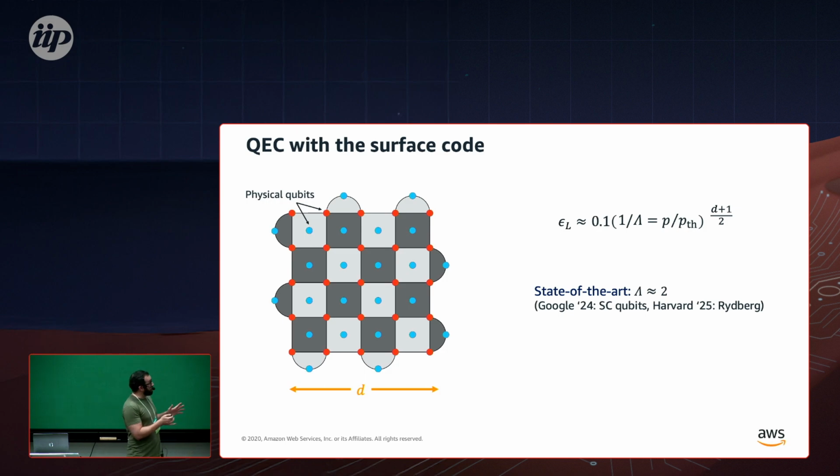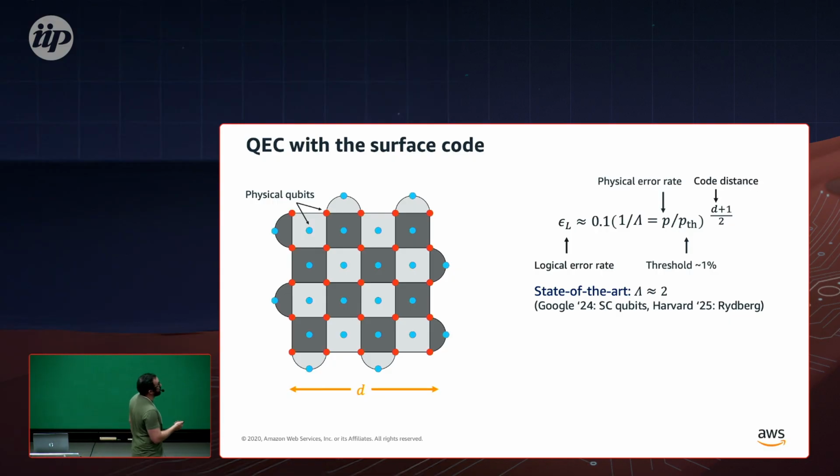So the lambda parameter is how the logical error rate drops when the distance grows. In this abstract model, lambda would just be p threshold over p, right? So the smaller the physical error rate, the bigger lambda. The bigger the threshold, the bigger lambda. And then the logical error rate is like 1 over lambda to the power of (d+1)/2.